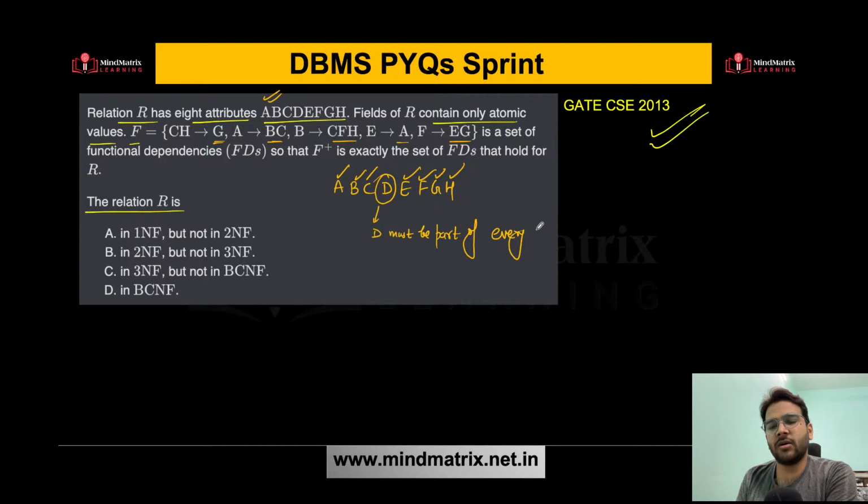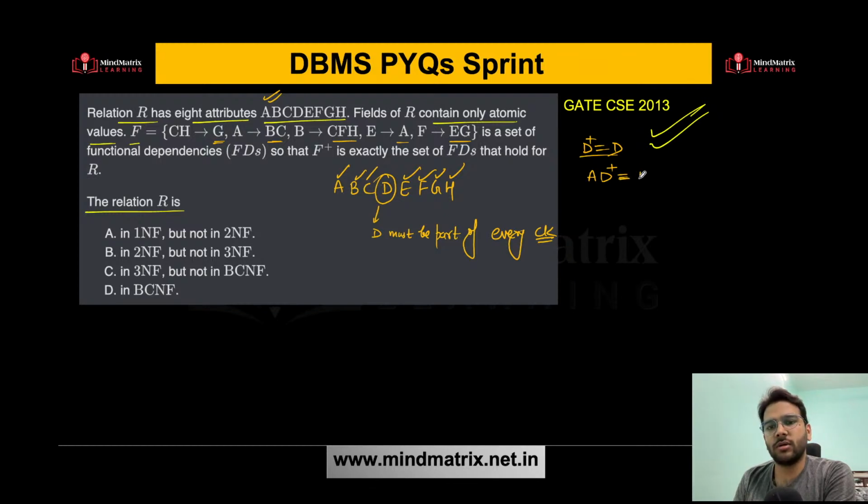D must be part of every candidate key. That means, let's say, first I try to find the D closure. So I'm getting just D, nothing else. So that means just D is not a candidate key. So we need to add some more attributes. Let's say we are considering 2 attributes now.